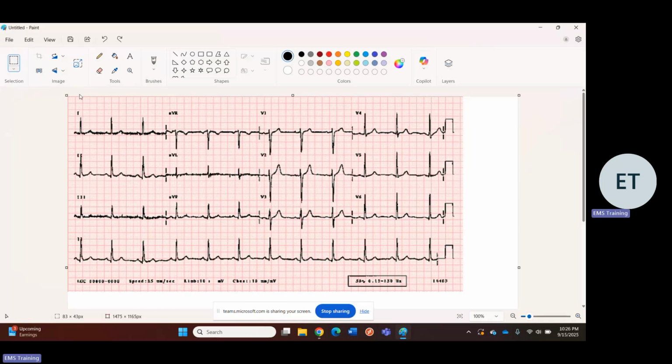okay, again, I like to divide the heart into 2 parts. This right part is the precordial section, V1 through V6. These are the ones that go around the chest. This part here is the limb and augmented leads.